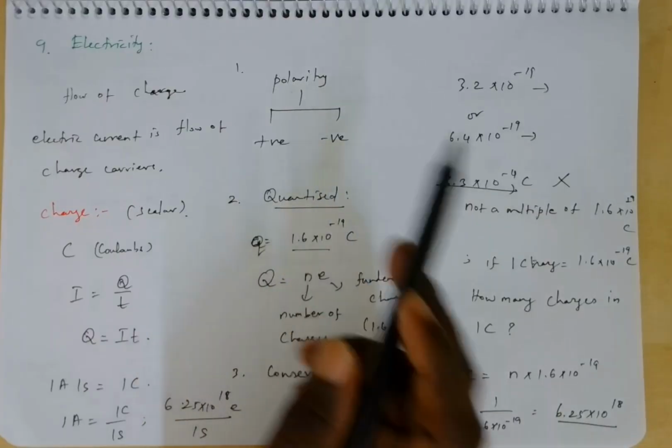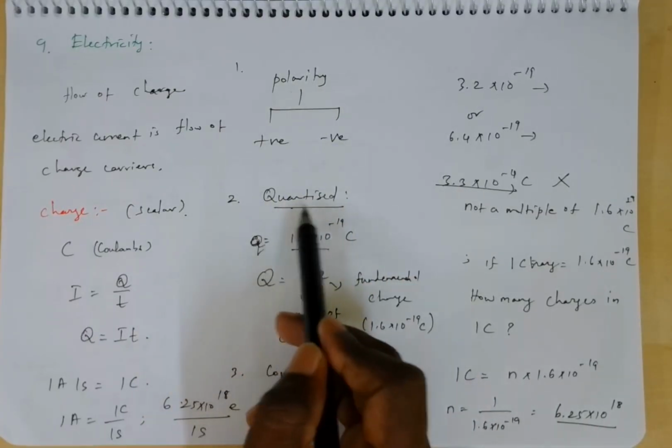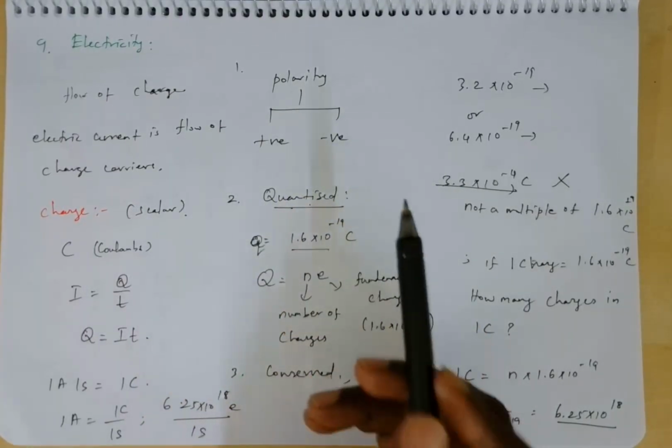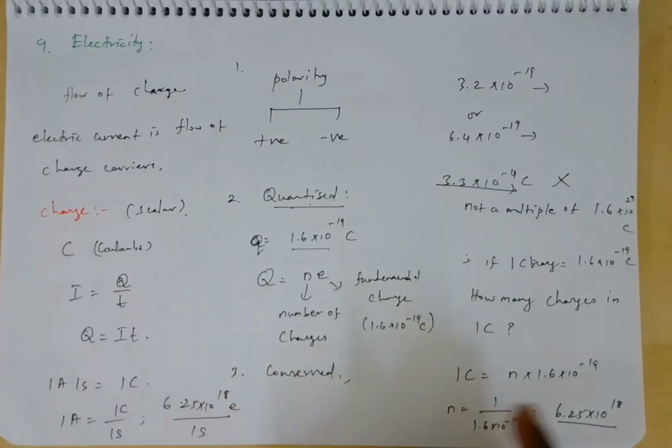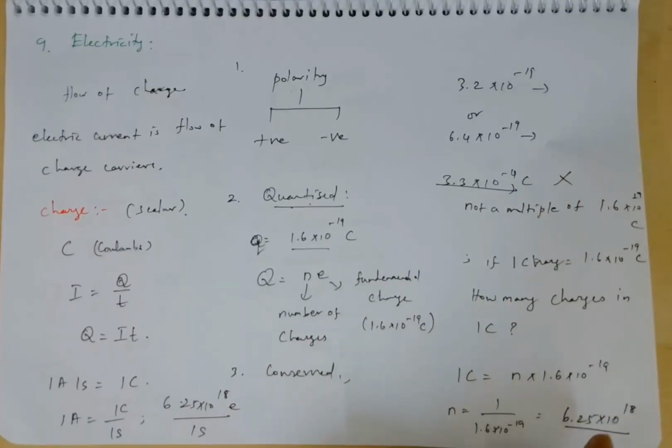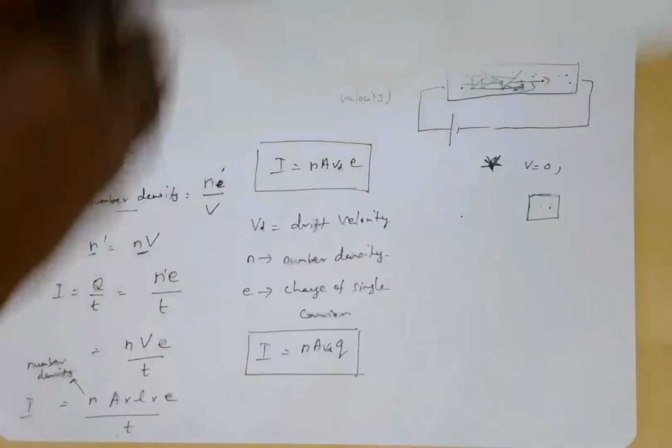We have positive and negative charges. Charge is quantized. You cannot split or divide below 1.6 times 10 power minus 19. And the number of charges is conserved, in a closed system particularly.